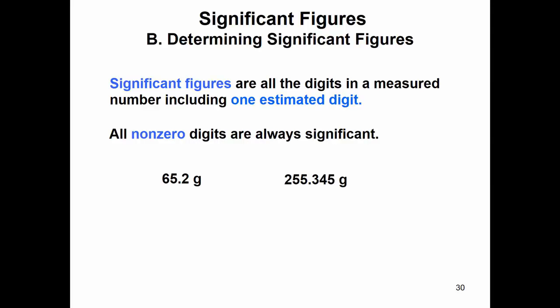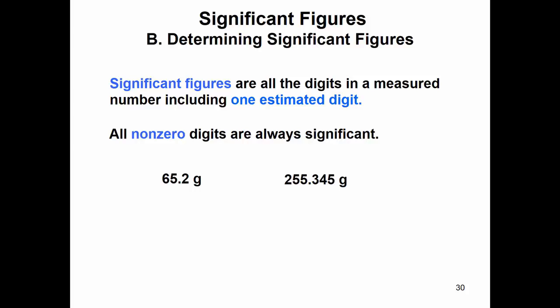Look at determining significant figures. So how do we determine how many numbers are significant? Okay, significant figures are all the digits in a measured number, including one estimated digit.